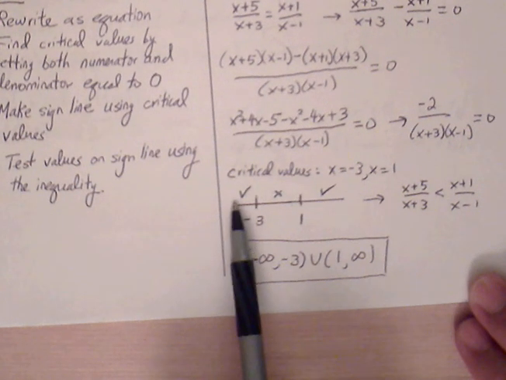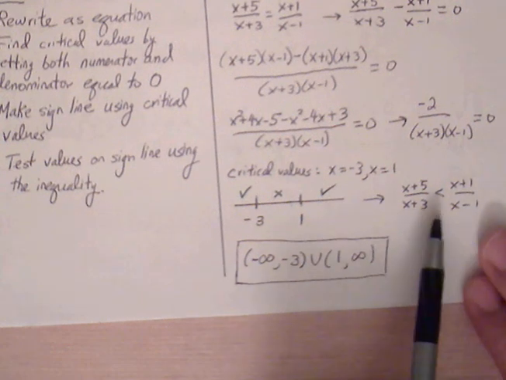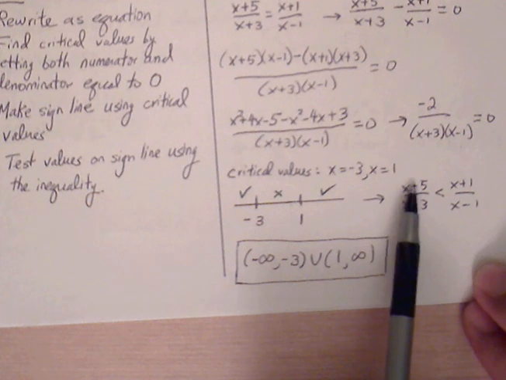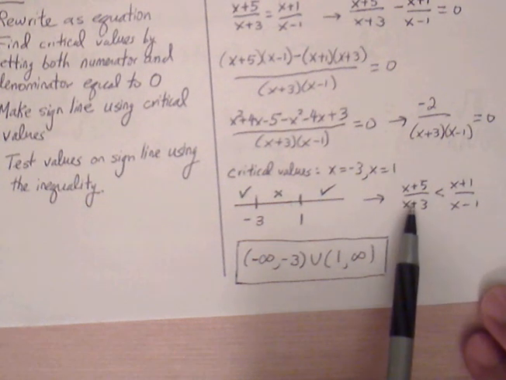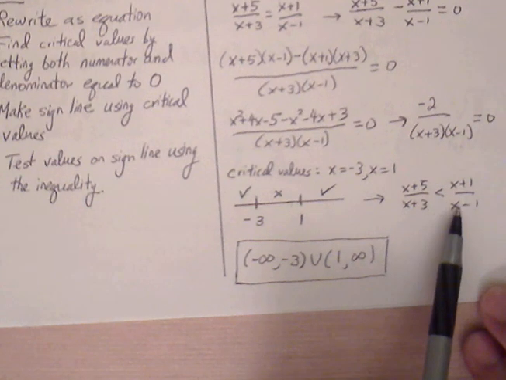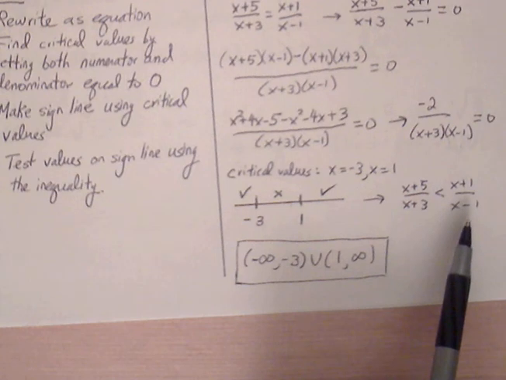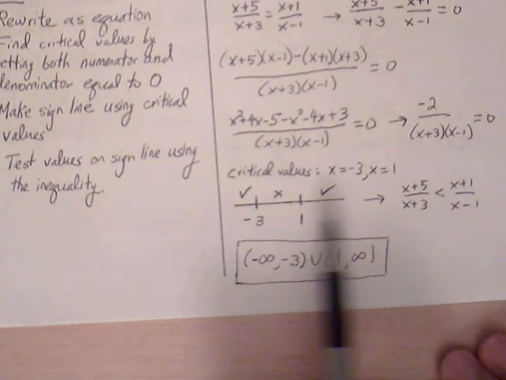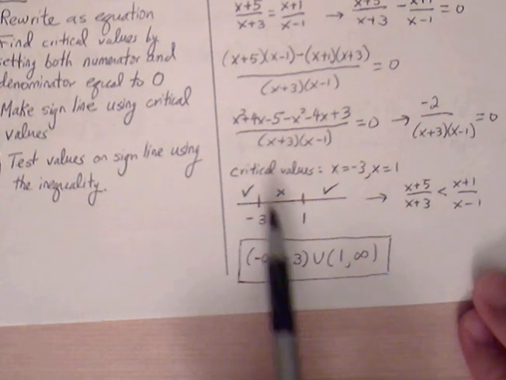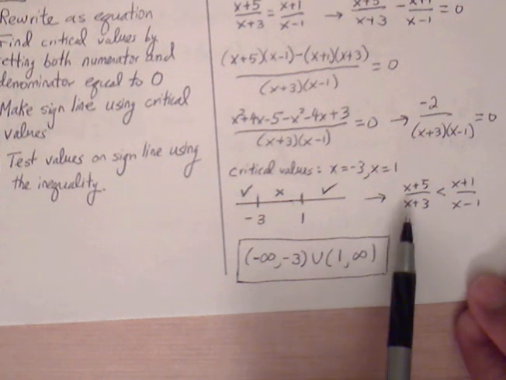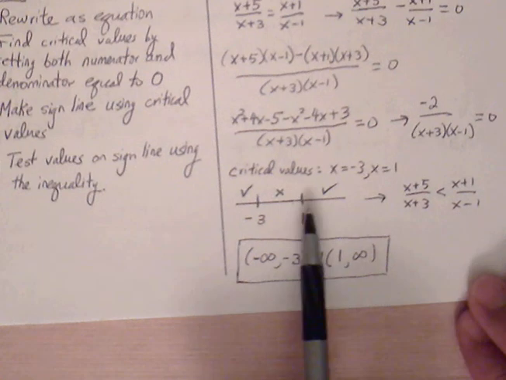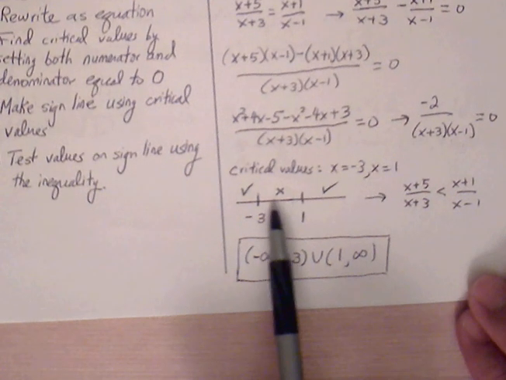So now we're going to test each interval with the original inequality. If I plug negative 4 in, I'll get 1 over negative 1. So negative 1 is going to be less than negative 3 over a negative 4, so 3/4. So negative 1 is less than 3/4. We know that's true. So I'm going to put a check mark there to indicate that this will be part of our solution. If I plug in 0, I'll get 5/3 is less than negative 1, and that is false. So I put an X here to indicate that this cannot be part of the solution.